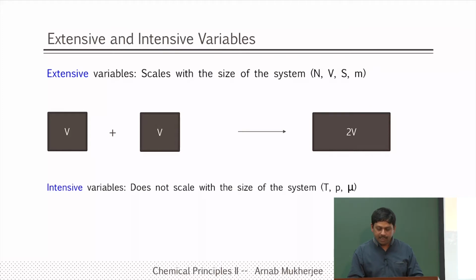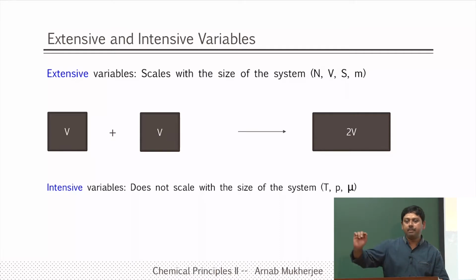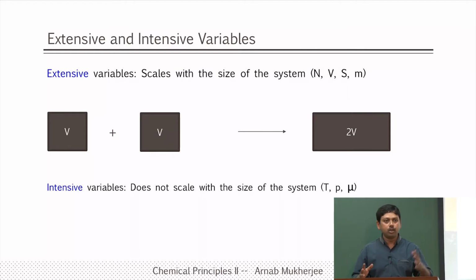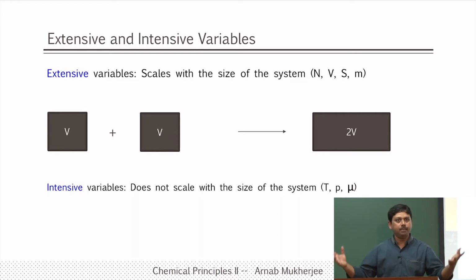Similarly, there are intensive variables, which do not scale with the size of the system. For example, if I take the temperature of one bottle of water and then measure the temperature of another bottle of water, when I mix them together, if those temperatures were initially the same, the temperature will still remain the same. So, let us say I take a bottle at 30 degrees centigrade, I take another bottle of water at 30 degrees centigrade, I mix them, I get double the volume, however, temperature remains the same.